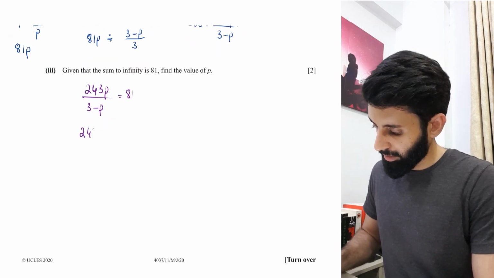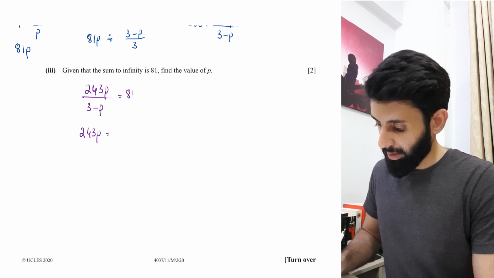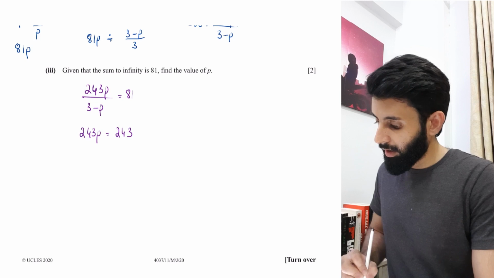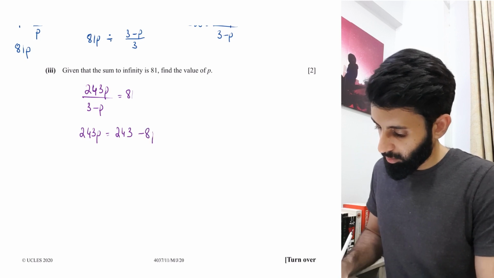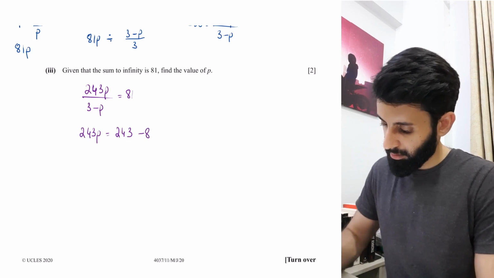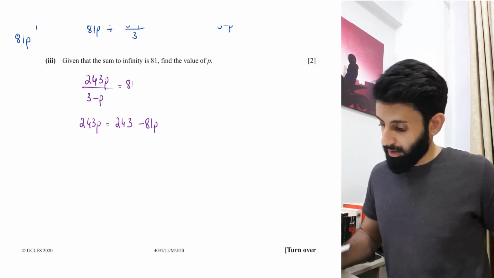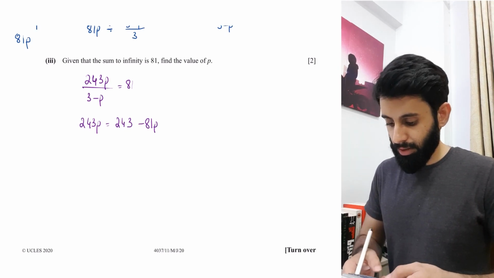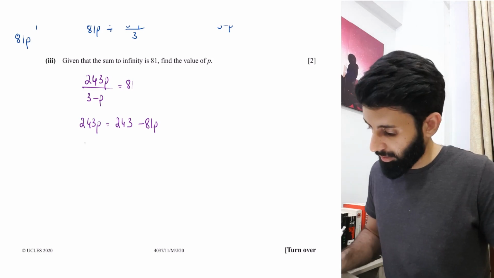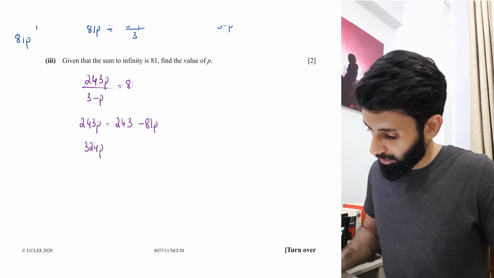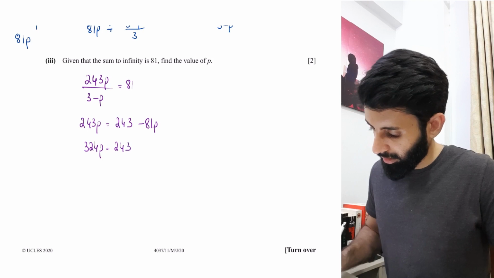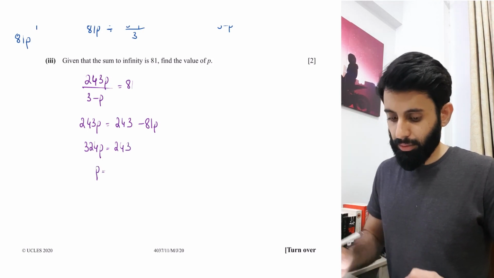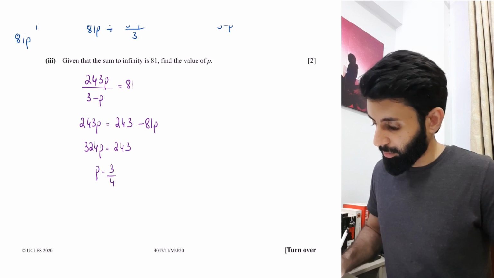So you're dealing with 243p equals 81 times 3, which is also 243, minus 81p. Now let's take 81p over to the other side. So 243 plus 81 is equal to 324. So 324p is equal to 243. p is equal to 243 divided by 324. That means p is equal to 3 upon 4.